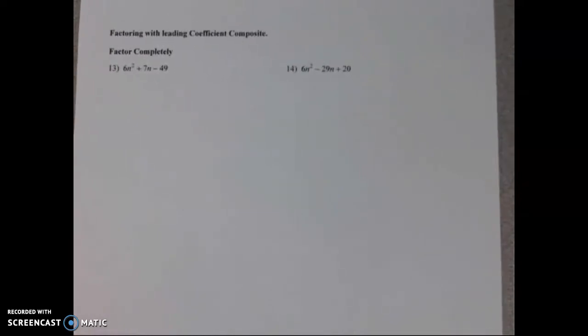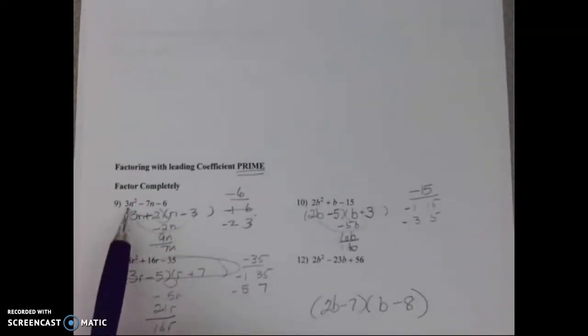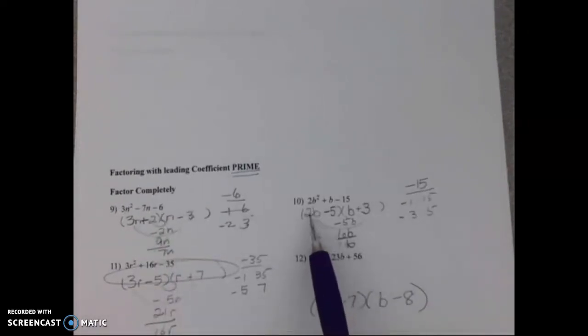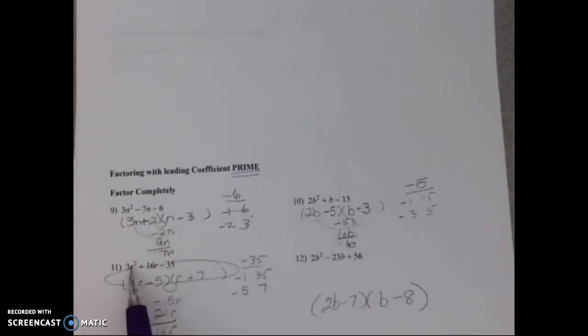When your leading coefficient is prime, meaning for all those other problems that we did, the leading coefficient was 3, so this had to be 3 and 1. The leading coefficient's 2, so it has to be 2b and 1b. 3b and 3r and 1r. 3 times 1 is 3. These are all prime numbers.